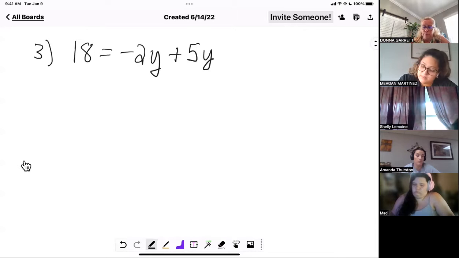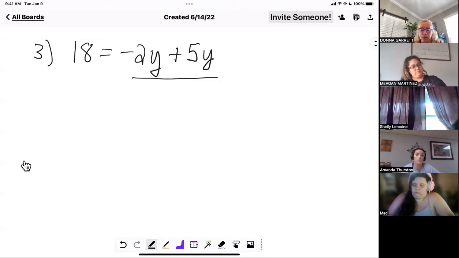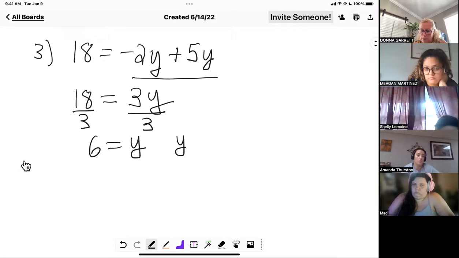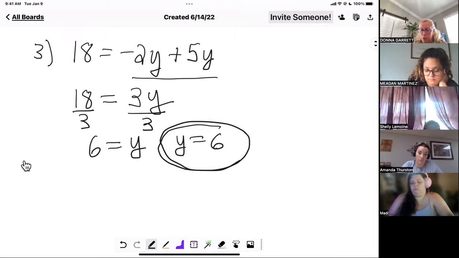Okay, so this one, it's sort of kind of set up nicely, right? Sometimes the easier problems are the harder ones to do. So I have all my y's on one side, so all I have to do is combine my terms. So 18 is equal to -2y plus 5y, or 5 minus 2 is 3y. And then I would divide both sides by 3 to get y by itself. And then it'd be 6 is equal to y, or y is equal to 6, whichever way you want to write it. I'm sure since it's going to be on a computer, they're going to want you to put it this way. And then you can check your answer.